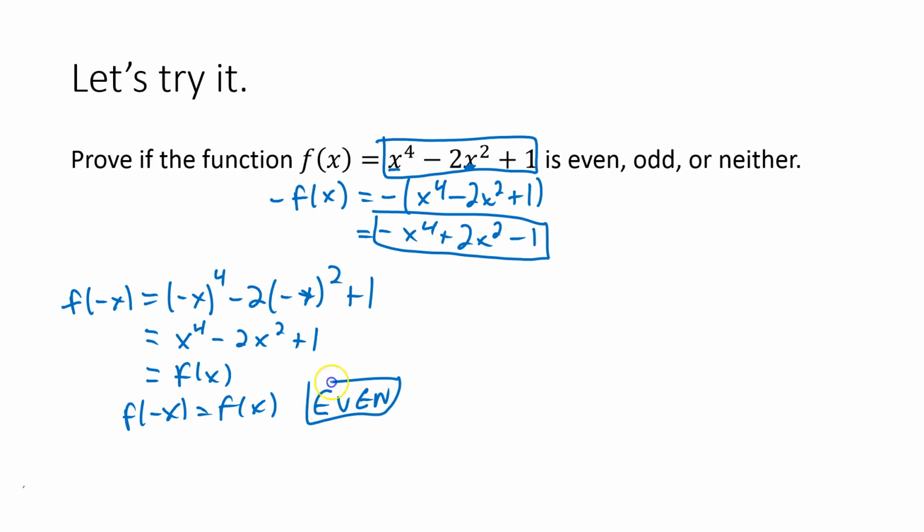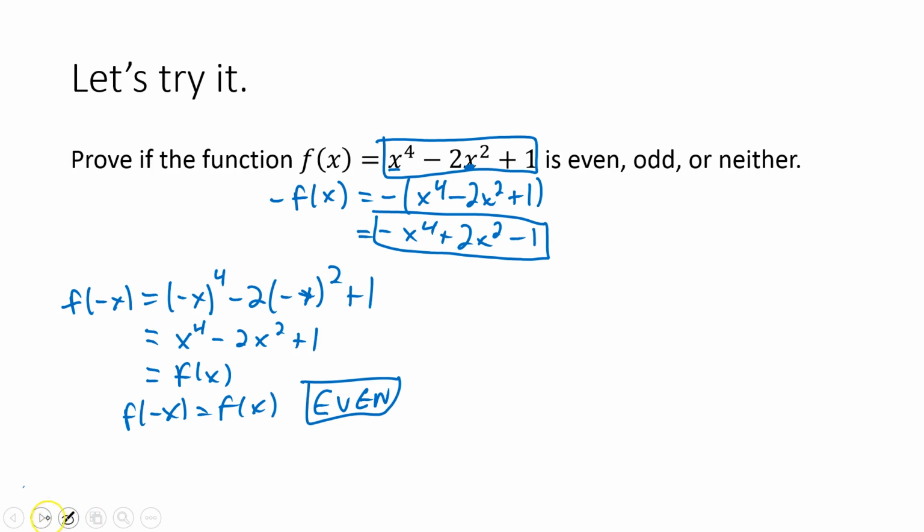Because when you plug negative x into your function, you end up with the original function, and that means that it's even. So if we were to graph this, we would show that it has y-axis symmetry, and it actually is an even function. Not a bad idea to graph that on your calculator and see that the y-axis actually will split it down the middle. It's kind of cool.